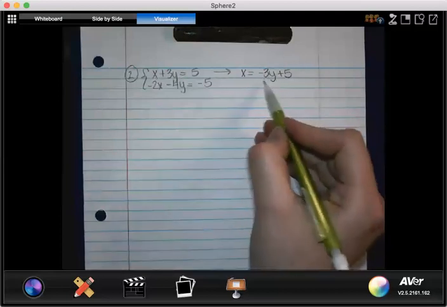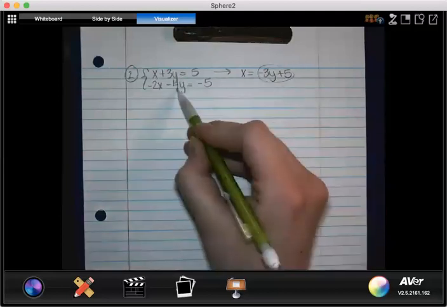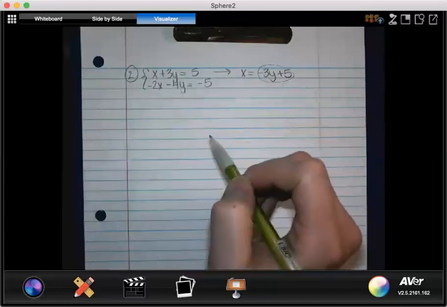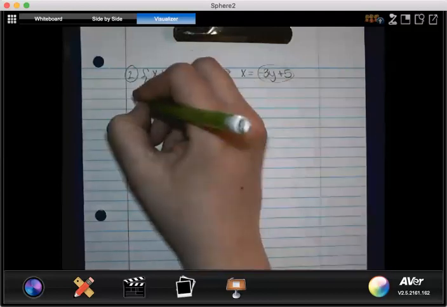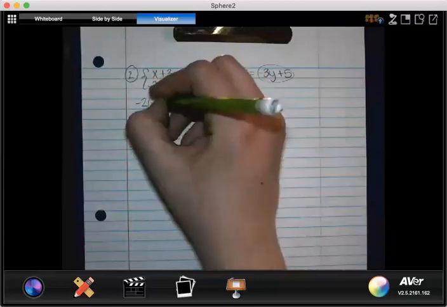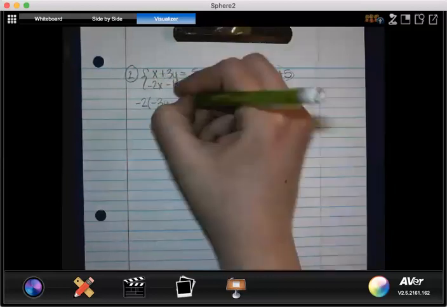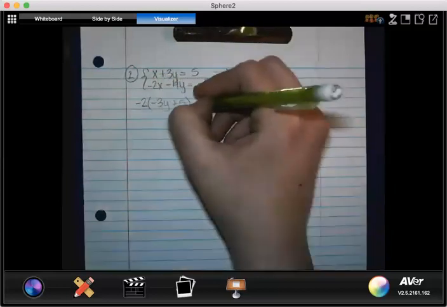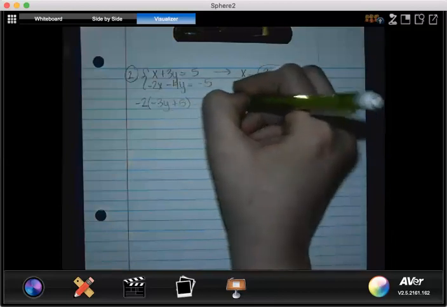Now we're going to take this expression and we're going to substitute into x of the second equation. So -2 times (-3y plus 5) minus 4y equals -5.